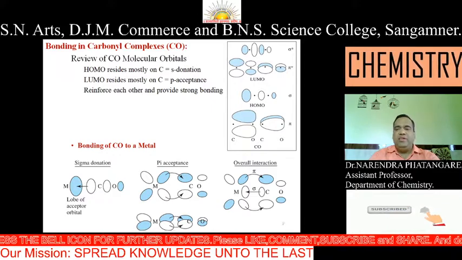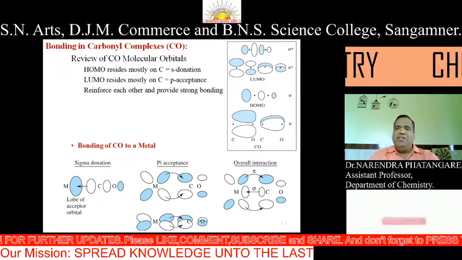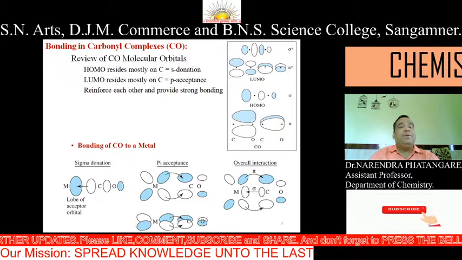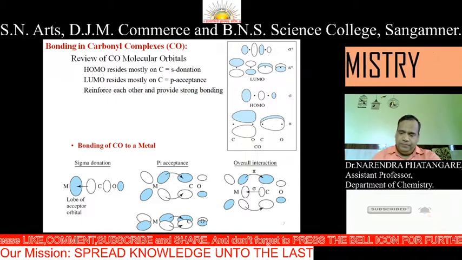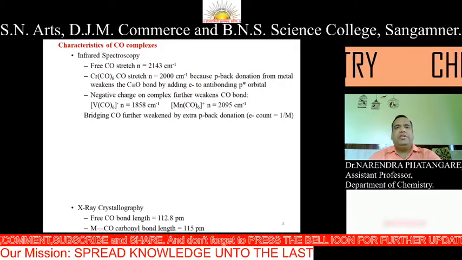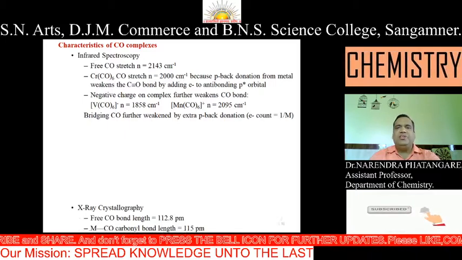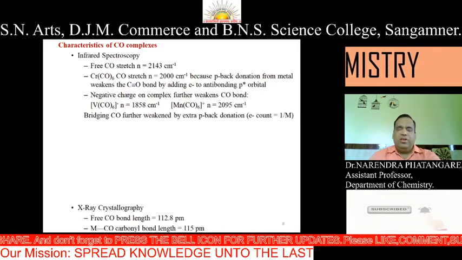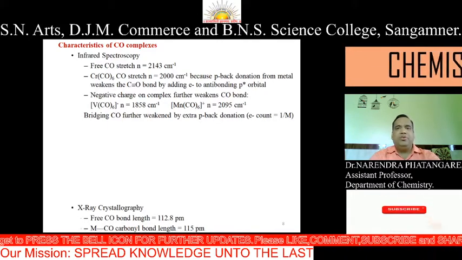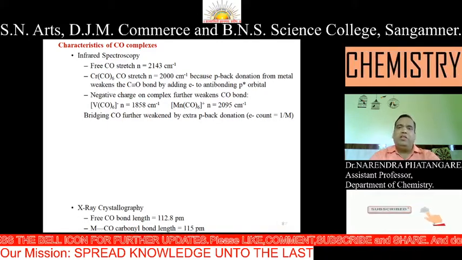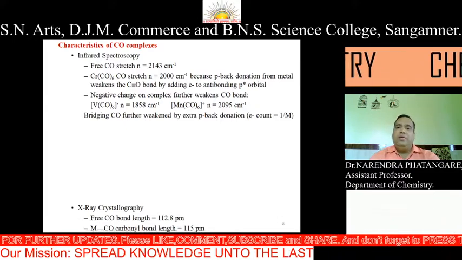Overall interaction of these sigma donation as well as pi acceptance. Therefore, these terminologies, sigma donation and pi acceptance, are frequently used in organometallic complex formation. Then, characteristics of CO complexes. As far as characterization is concerned, we use different tools. Generally, by IR spectroscopy, we can find out whether the carbonyl is at a bridging position or at a terminal position.